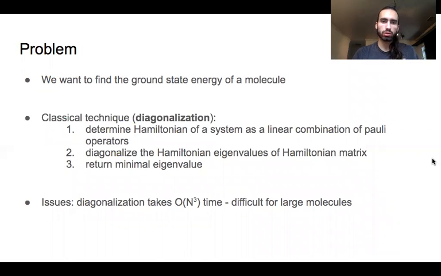So what are we really doing here? The problem is we want to find the ground state binding energy of a molecule. The classical technique to do this is known as diagonalization. We don't have too much time to get into the math here, but basically this technique is used to find the minimum eigenvalue of a Hamiltonian. The Hamiltonian is a fancy word representing the energy of the system. In this case, that system would be the molecule. We use the deuteron H2 molecule as our base.